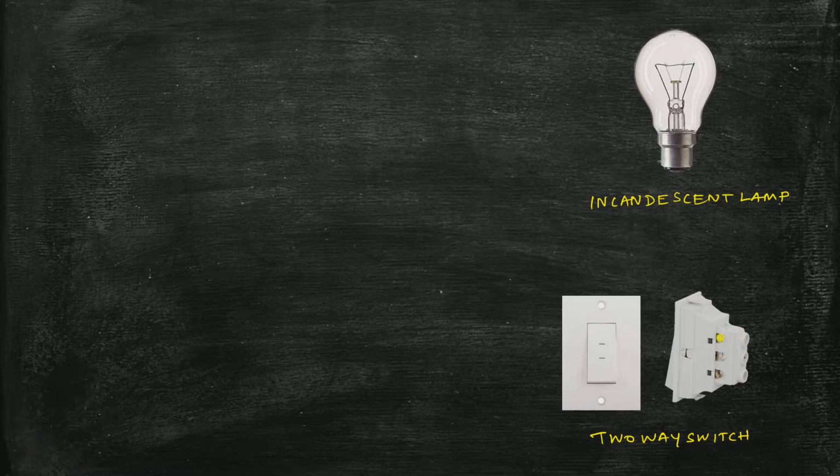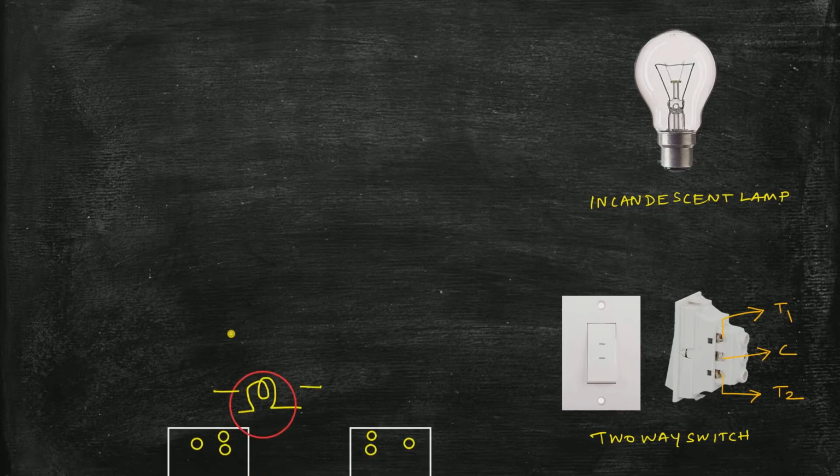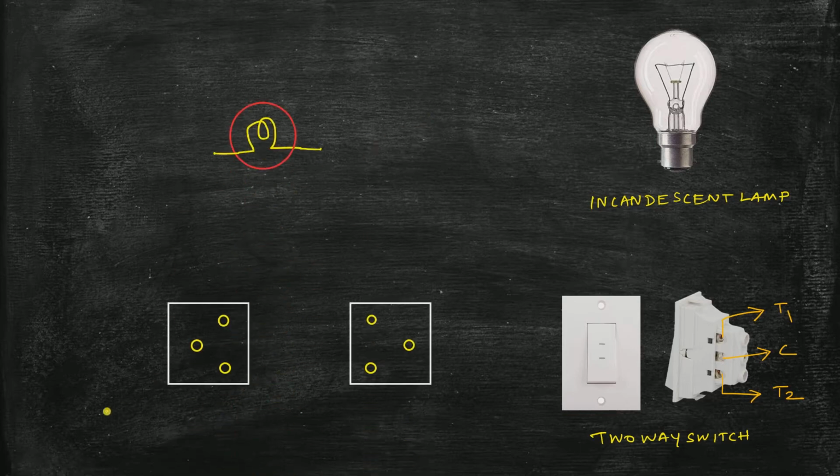You can observe that the two-way switch is having three terminals. Let me name the first terminal as T1, the second terminal as C, and the third terminal as T2. With this, let's draw the circuit diagram. I'm using this template. So in this template, this structure is representing the lamp, and these two white boxes with yellow circles, they are representing the switches. So let me name it as switch 1 and switch 2.